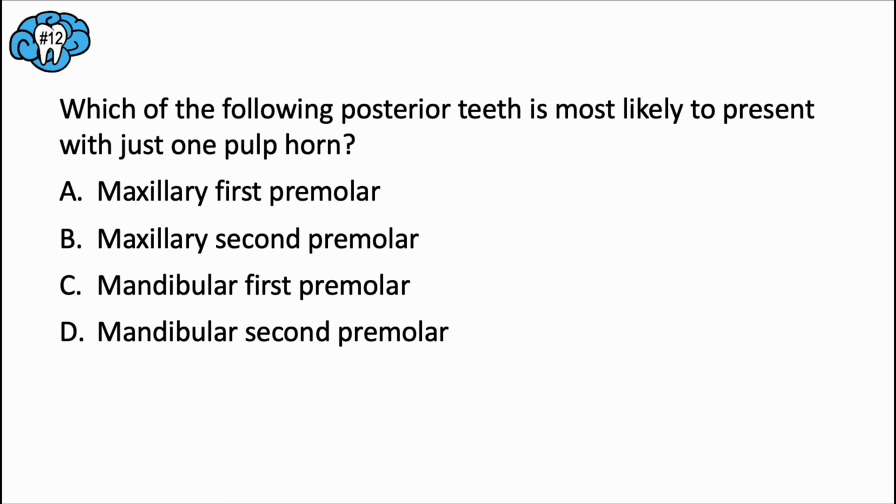Question number 12. Which of the following posterior teeth is most likely present with just one pulp horn? Go ahead and pause the video, think through the question, and then we'll go over it together.